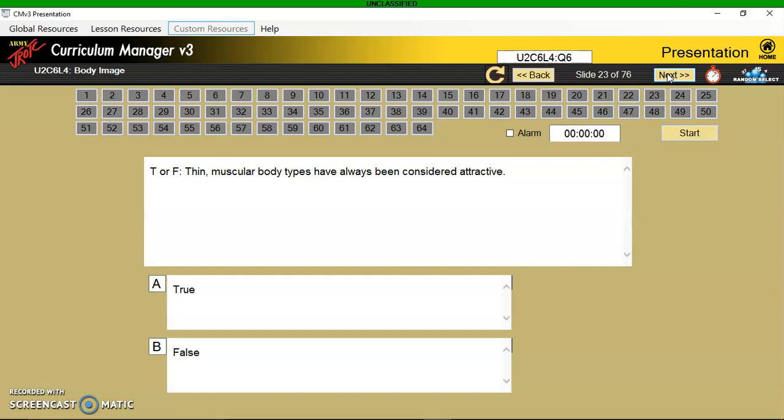Thin, muscular body types have always been considered attractive. Is that true or false? We kind of went over that earlier about body images and culture. So obviously that's false. It just depends on the time that we live in. That's not necessarily always been the way we've thought.